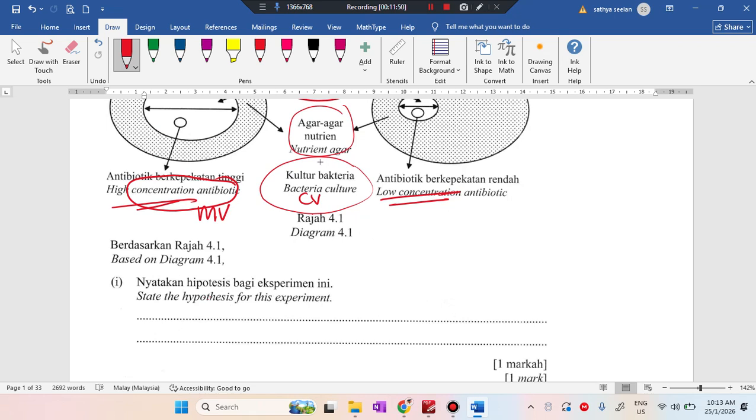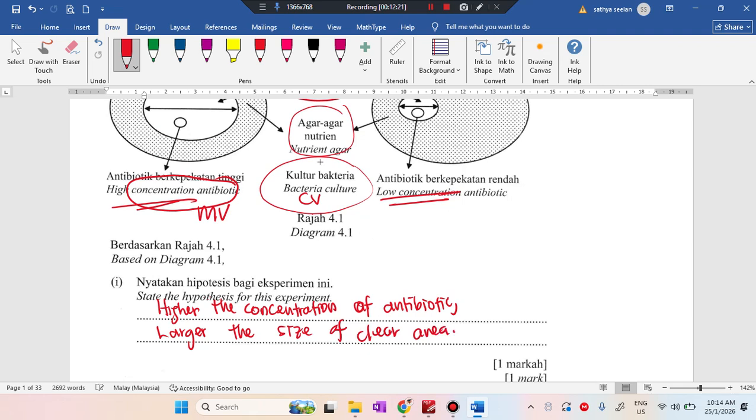Okay, so hypothesis here is, okay, the higher the concentration of antibiotic, the larger the clear area. So higher the concentration of antibiotic, the larger the size of clear area. Some books will put diameter of clear area, meaning the same. Okay.